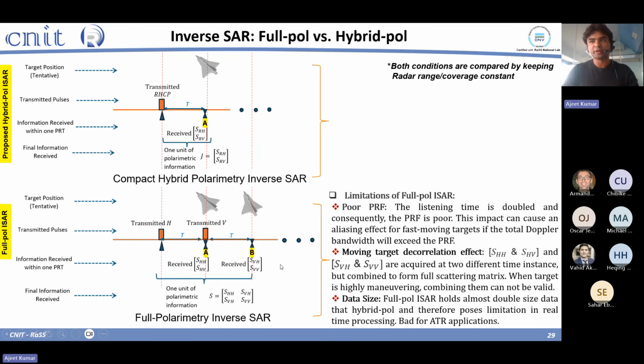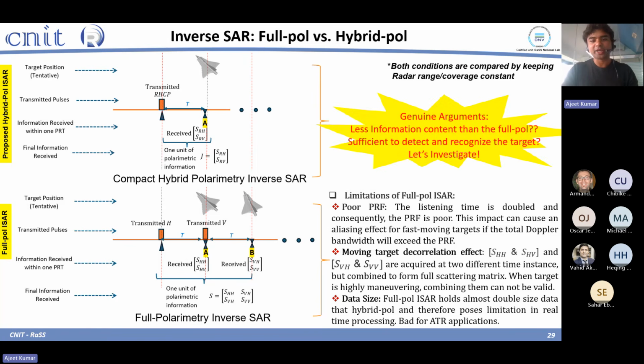And also, if you are talking about making your system smaller towards the ATR side, the automatic target recognition side, you need to have a lower data volume. And for that also, the proposed hybrid pole compact polarimetry one is more preferable than the full polarimetry one, because you have less information to handle, and you can go for real-time automatic target recognition.